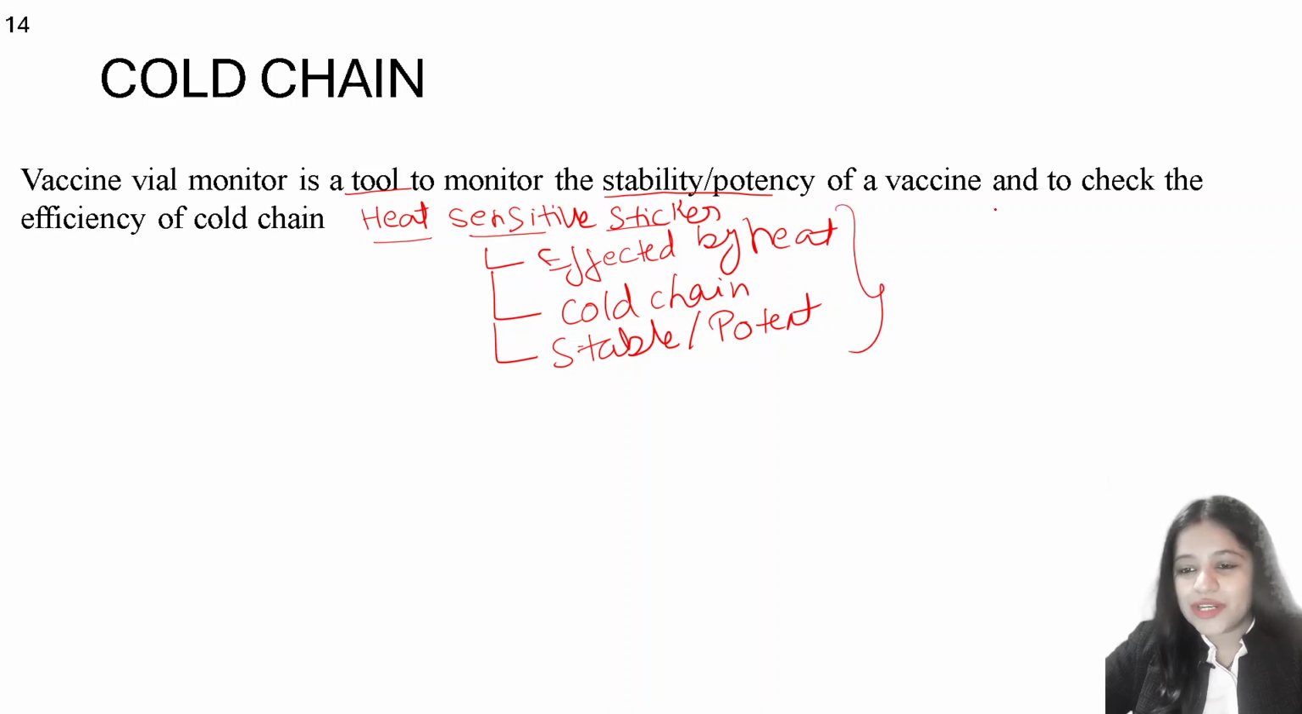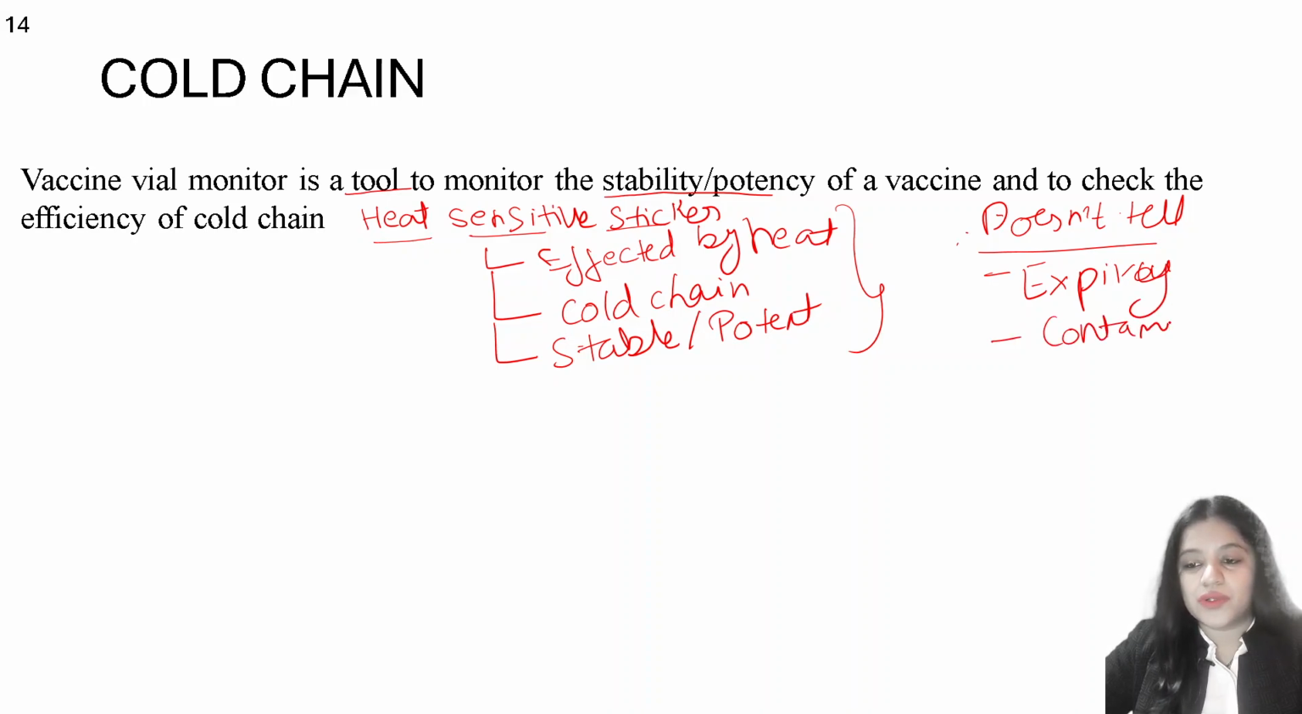What you cannot know, okay? What it doesn't tell us. It doesn't tell us about the expiry date of the vaccine. You have to check it by yourself. It doesn't tell us about whether the vaccine is contaminated or not.